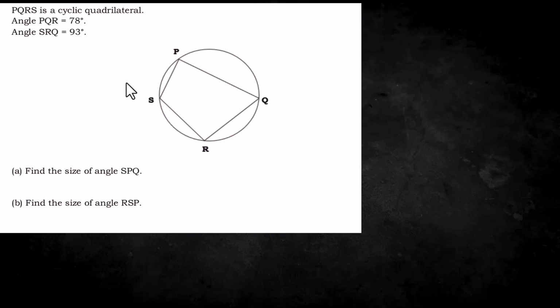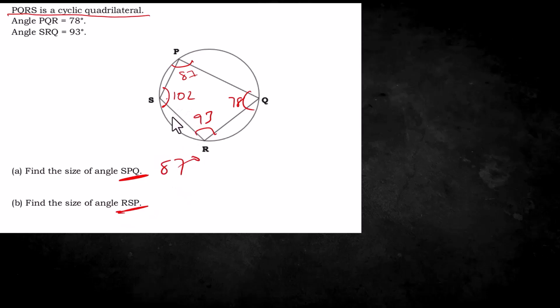Now just pause the video and try this, because we just solved a similar one. PQRX is a cyclic quadrilateral. So this side plus this side equals 180. And this side plus this side equals 180. PQR is 78. Then SRQ is 93. So this plus this side is 180. So 180 minus 78 would be 102. 180 minus 93, so this side will be 87. So SPQ is 87. RXP is 102. So that is that.